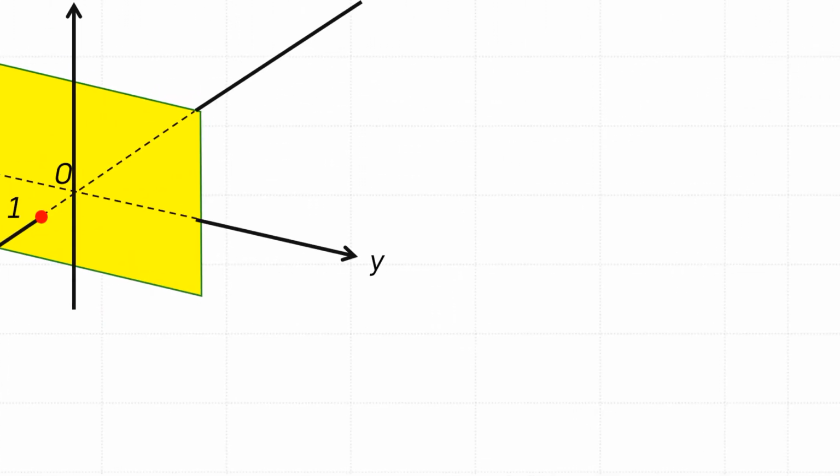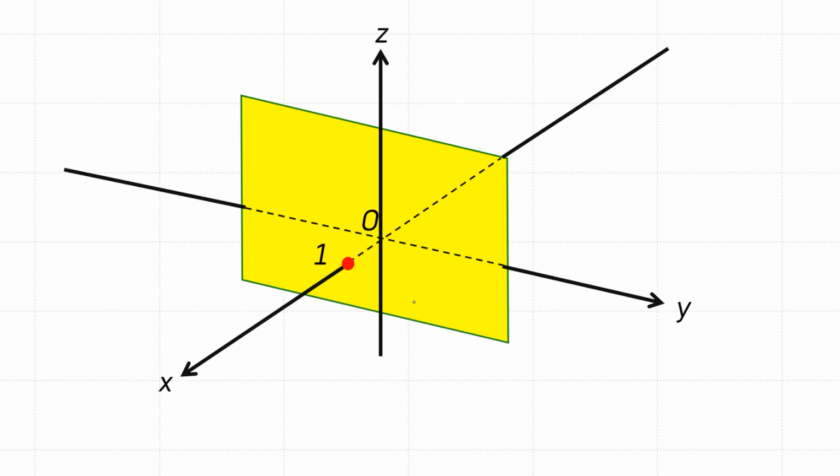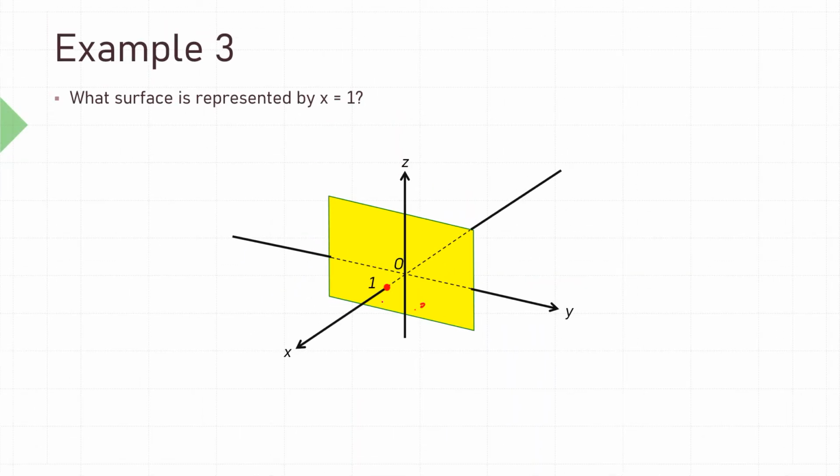On this plane, if you can see here, x equals 1, x equals 1, x equals 1. No matter what values of y and z are, this is a plane which is parallel to the yz plane, because the yz plane is over here. So that is the yz plane.